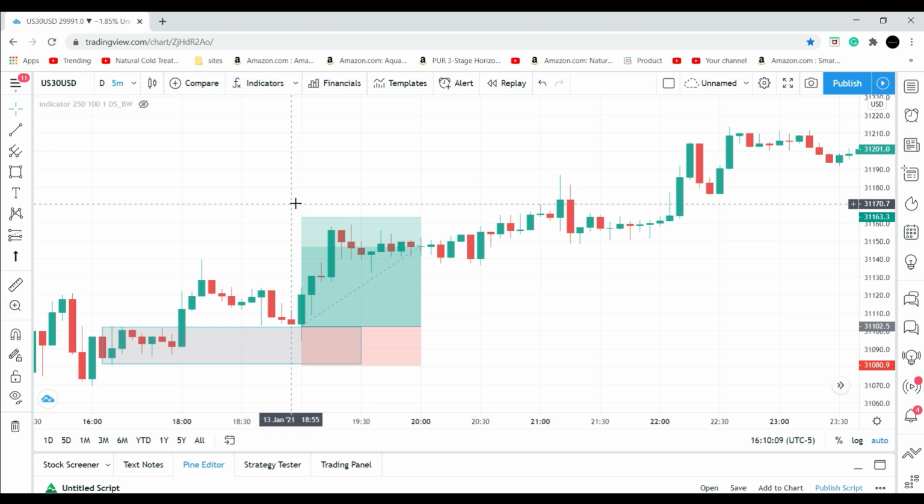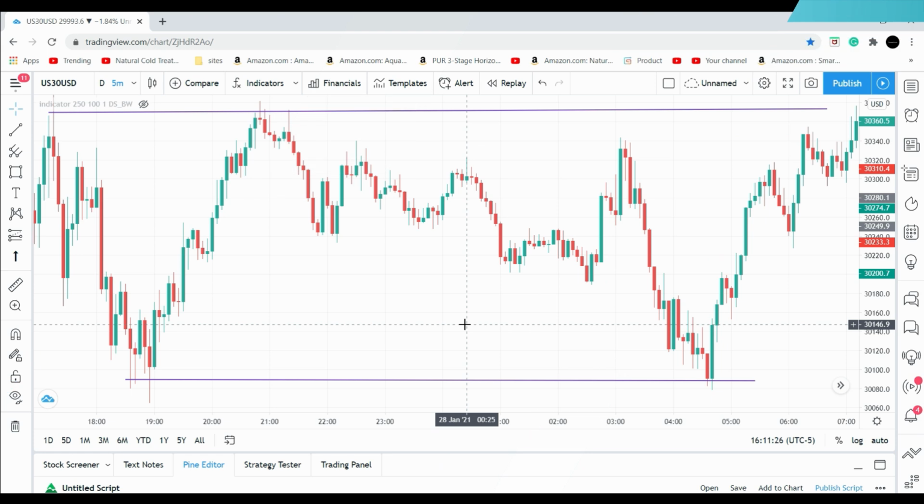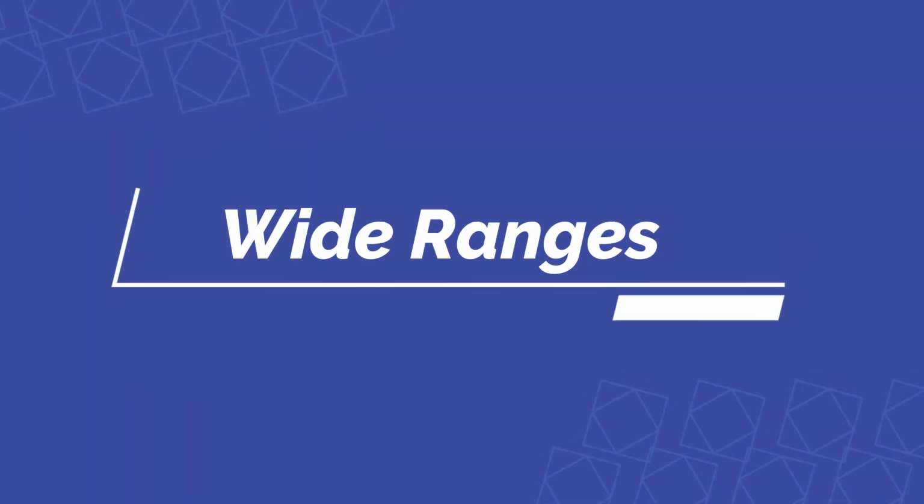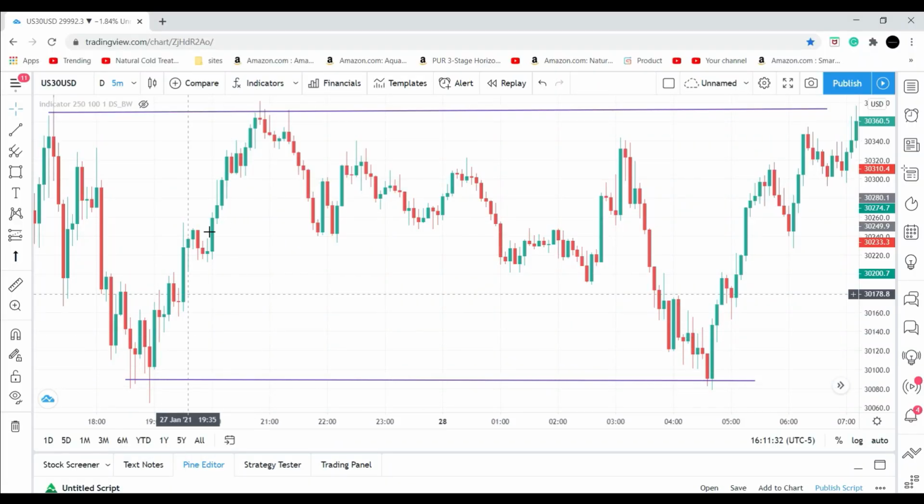So let's go to the second way you can actually make more pips trading US30. The second way is trading wide ranges. So if the market is ranging and we have a nice wide range, this is an opportunity to get in at the top or the bottom and ride it all the way to the top. And when you ride it all the way to the top, you have the ability to make more pips.